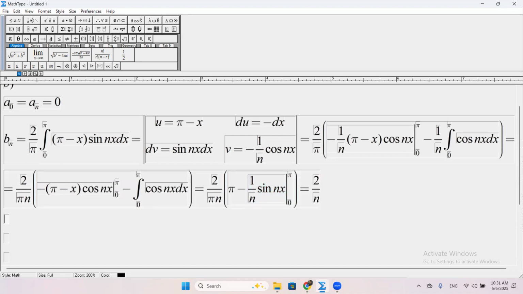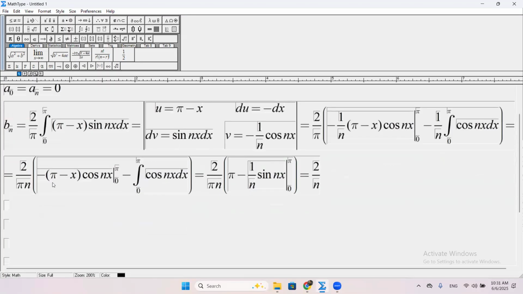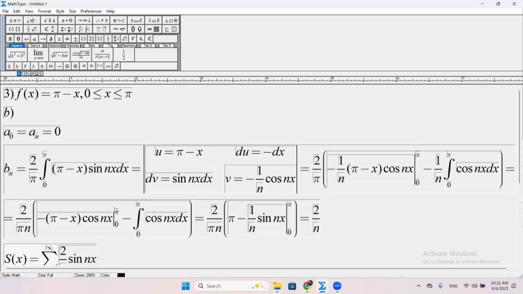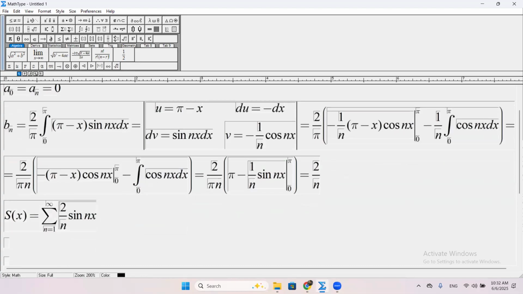So this is the coefficients Bn. And now let's write down the sum of the series. So s of x equals the sum, n from 1 to infinity, of 2 over n sine of nx. So that's the Fourier expansion for this function in terms of sines. And it is always continuous except points Pn.